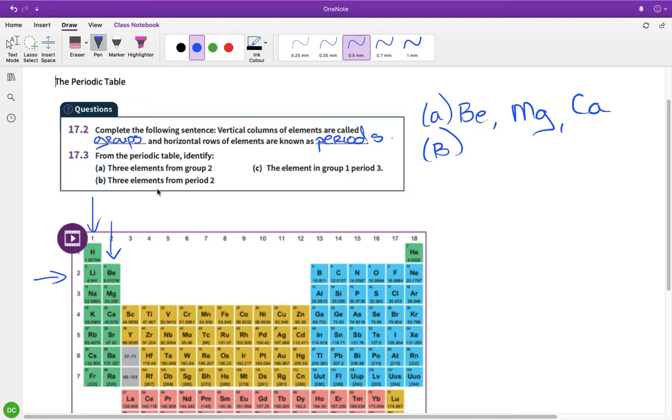B then, 3 elements from period 2. I have this arrow here on period 2. So lithium, beryllium, boron are the first 3 there. Lithium, beryllium, and, sorry, no O in boron, it's just B. And then C, the element in group 1 and period 3. So group 1 is here, and then period 3 is here, so that's Na, which is sodium.